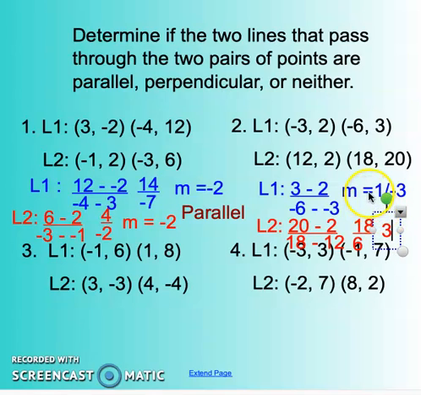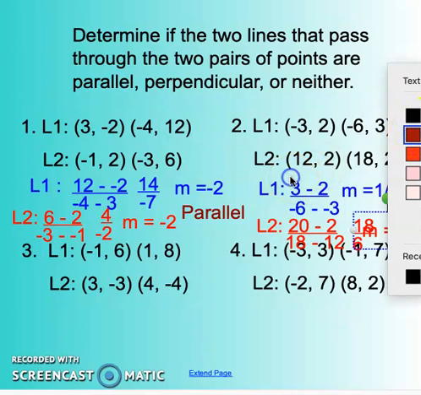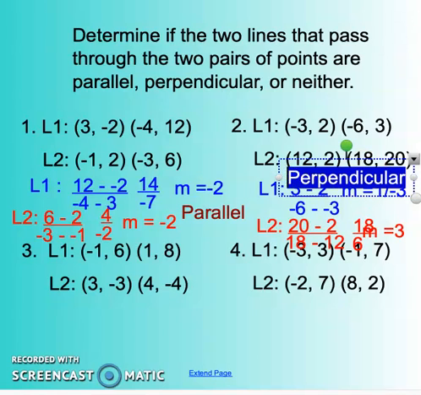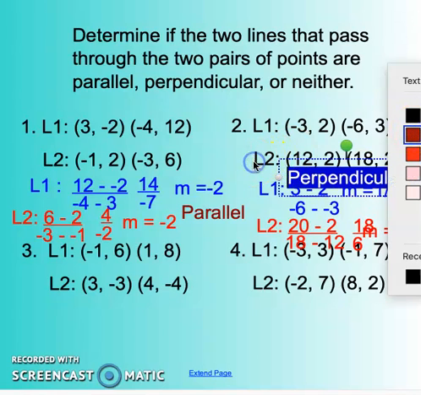If you look at this, aren't they complete opposites of each other? We have negative 1/3 up here, and we have a positive 3. So what kind of lines do we have here? Exactly. Nice job, guys. These are perpendicular lines. So I'm going to write perpendicular.